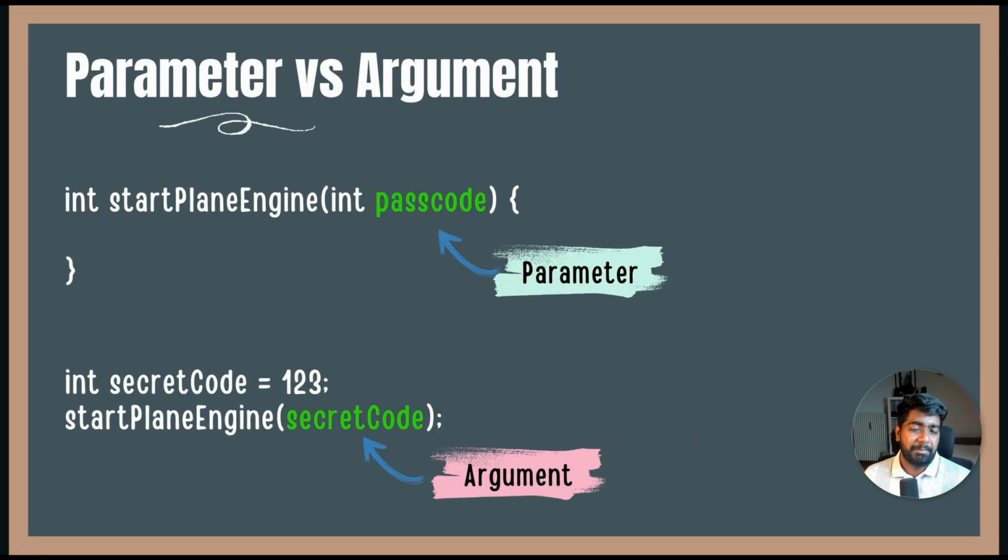Here we are again with two different English words. They are closely related, but I want to clarify them to you. Parameter is the name that we call when we are defining a method in the method signature. When we are actually passing the value, when we are using that method, that's what we call an argument.